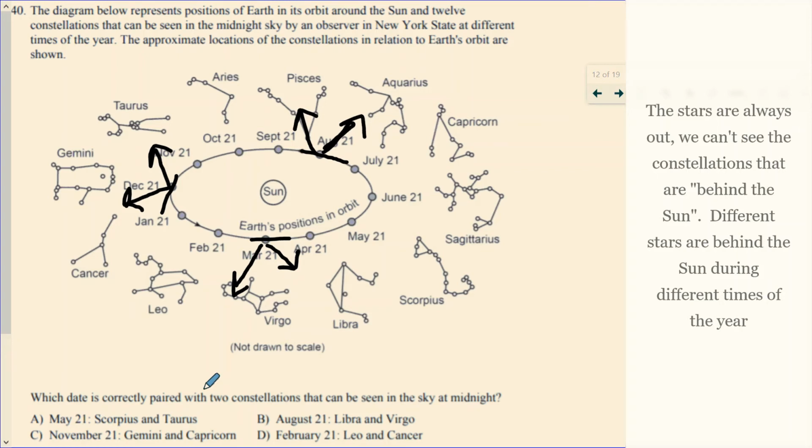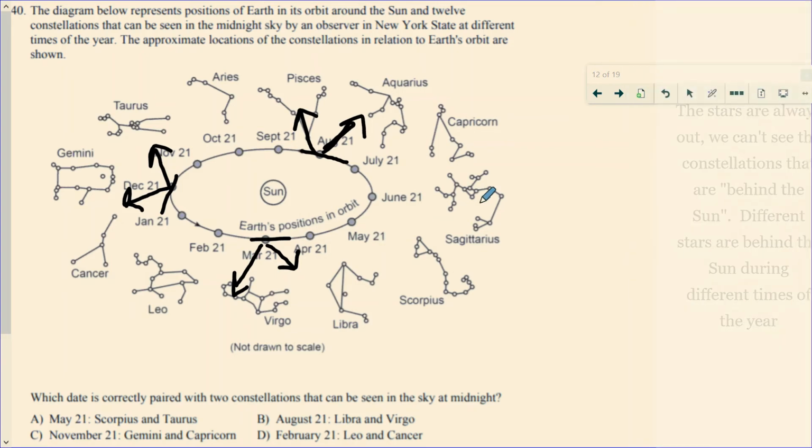Which ones match up properly? May, where's May? Libra, Scorpius, Sagittarius. No, Taurus didn't make the cut. November, where's November? Aries, Taurus, and Gemini. No, Capricorn didn't make the cut. August, Pisces, Aquarius, Libra, Virgo. No. February, Leo and Cancer. February would be our choice there.